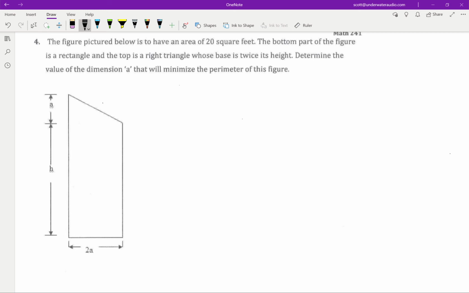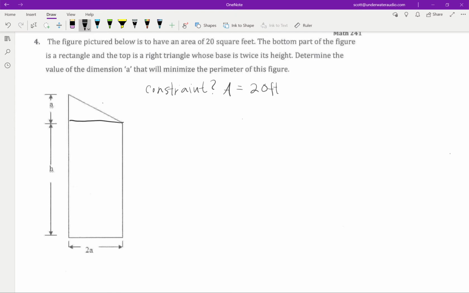All right, number 3. The figure pictured below is to have an area of 20 square feet. If I had to guess right off the bat, since the area is 20 square feet, this is probably our constraint. Area equals 20 feet squared. The bottom part of the figure is a rectangle and the top is a right triangle whose base is twice its height.